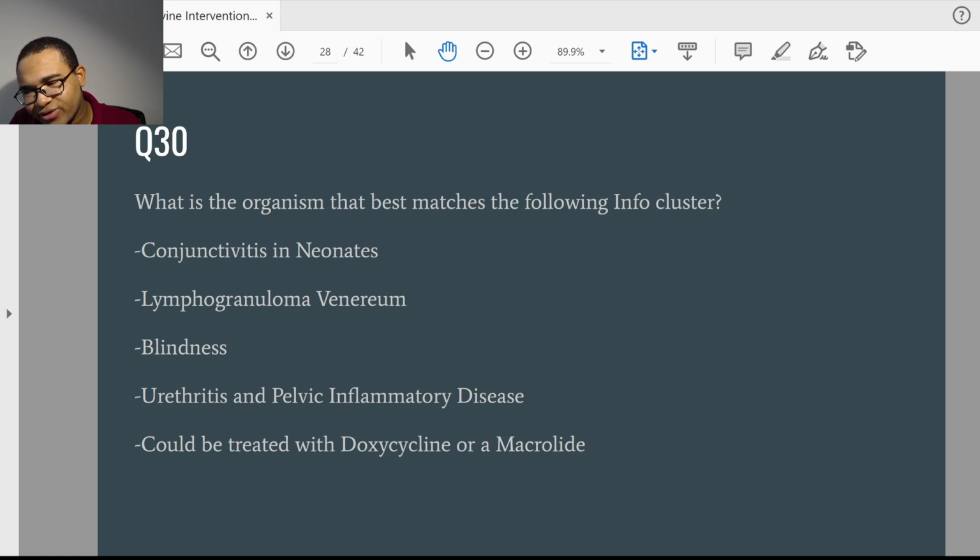The serovars, S-E-R-O-V-A-R-S, are just different types of chlamydia that tend to cause different kinds of infections. So if you see urethritis and PID, those are the D through K serovars of chlamydia. If you see blindness, blindness will be the A through C serovars, like Chlamydia trachomatis, like trachoma. That's the A through C serovars.